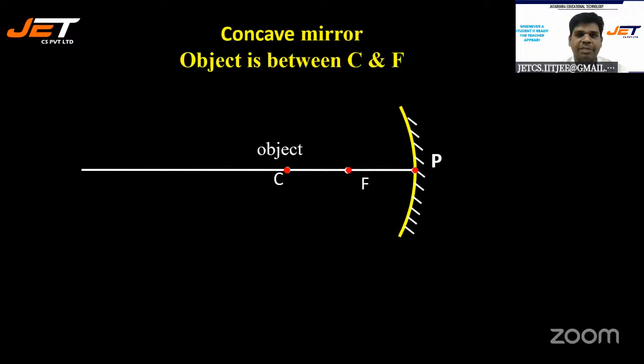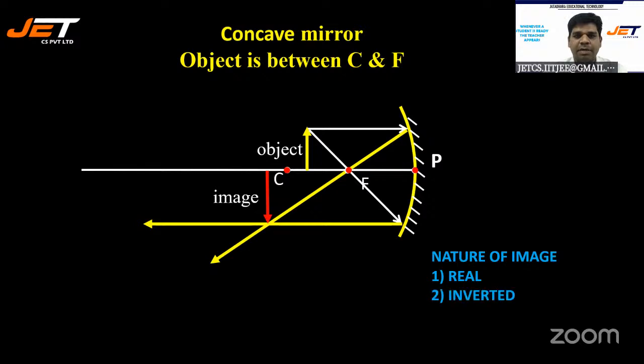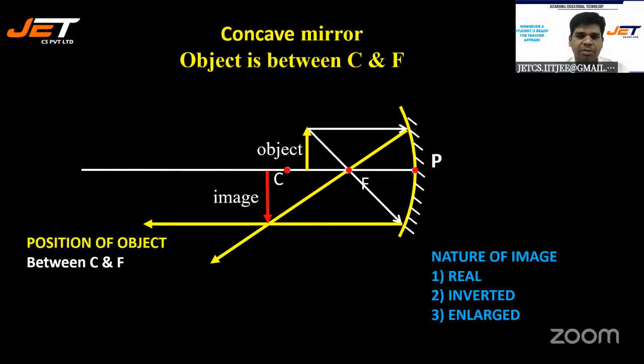All right, when the object is between C and F, the image is formed beyond C. And what's the nature of the image? Real, inverted, and magnified, enlarged. Magnified or enlarged, minified or diminished, it's the same thing. So it's real, inverted, and enlarged. Position of the object is between C and F. Position of the image is beyond C.